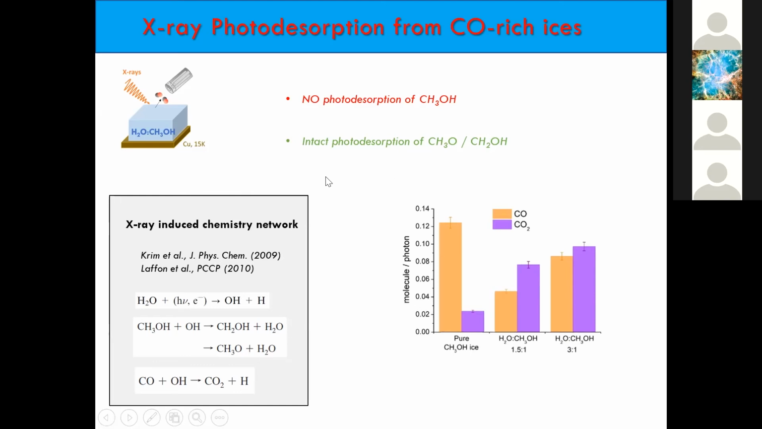What we believe is happening here is that due to the presence of water, we are producing a lot of OH fragments, and OH fragments are going to react and destroy methanol, producing the two radicals that we are observing and that are desorbing, and then we are producing a lot of CO2. And this is the trend that we see when we increase the dilution here on the right side. We decrease the number of CO, we increase the number of CO2 that is formed. So maybe this picture is correct.